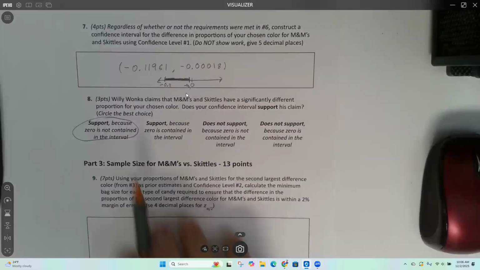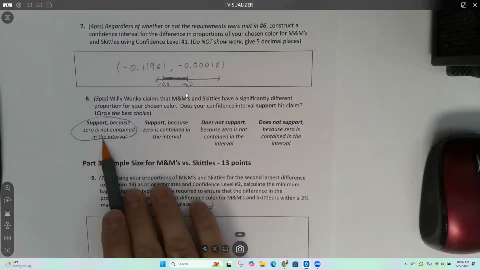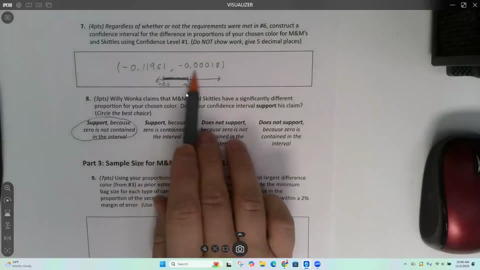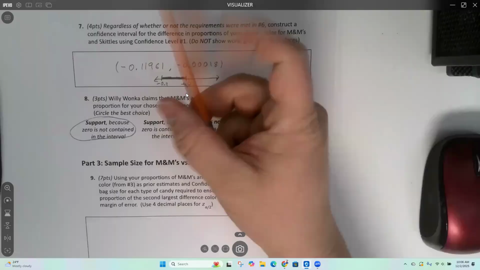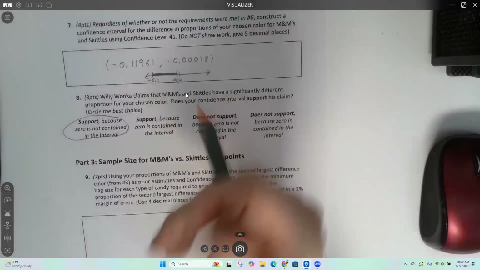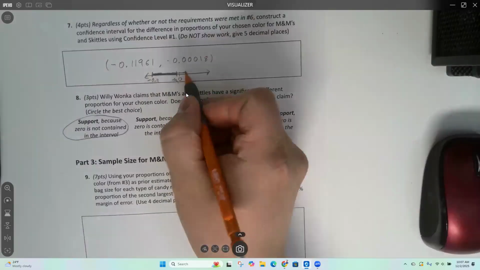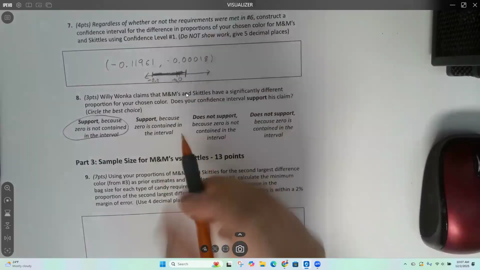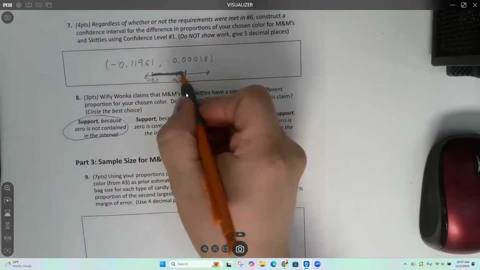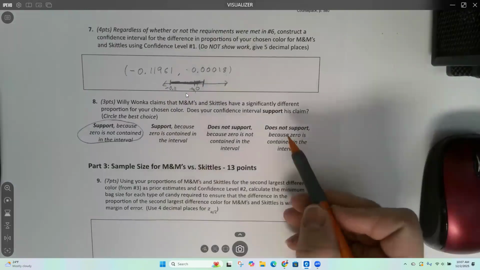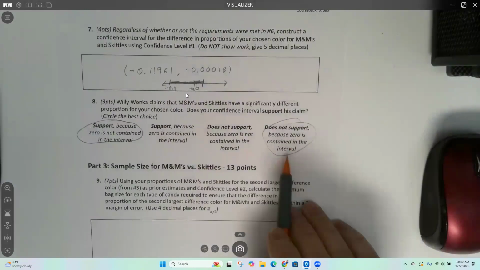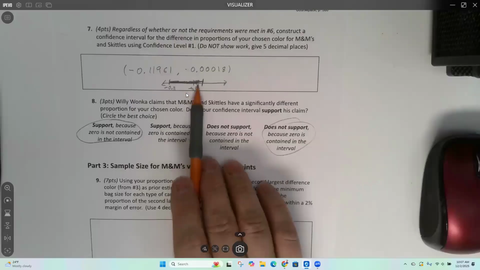Now that's for me, okay? If, on the other hand, you have a confidence interval where this one's negative and this one's positive, then that would mean that 0 would be contained in the interval, and that means there is a chance that the two proportions are the same. So in that case, you would say that you do not support him because 0 is in the interval, okay?